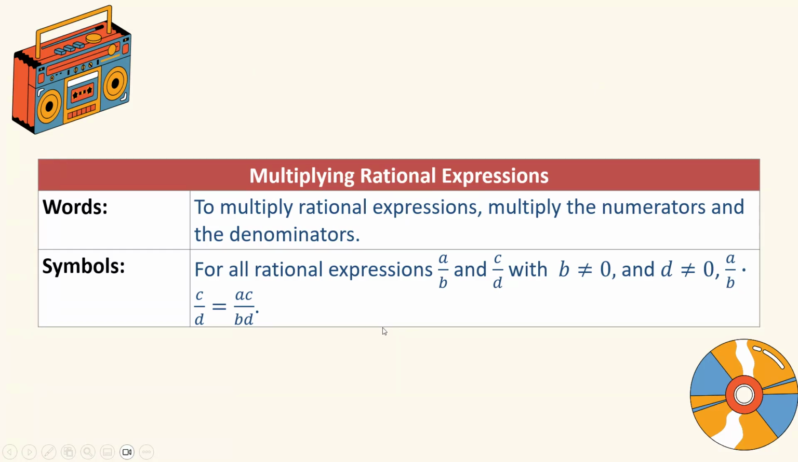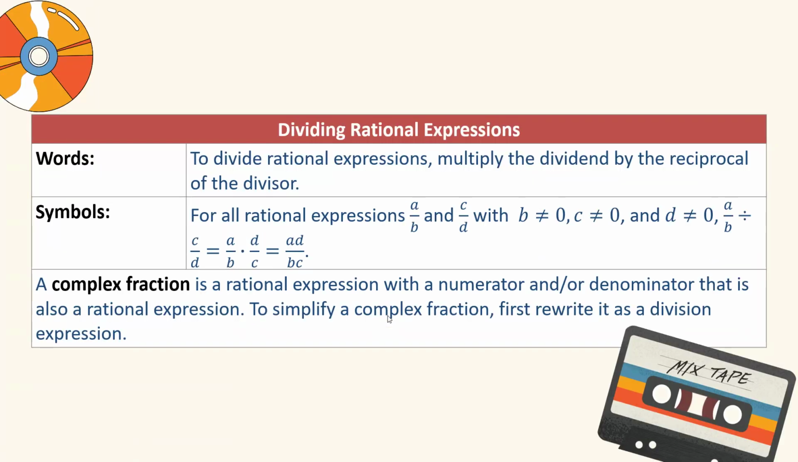To multiply rational expressions, multiply the numerators and then multiply the denominators. To divide rational expressions, multiply the dividend by the reciprocal of the divisor. For all rational expressions, of course, our denominators cannot equal 0 because dividing by 0 is undefined.